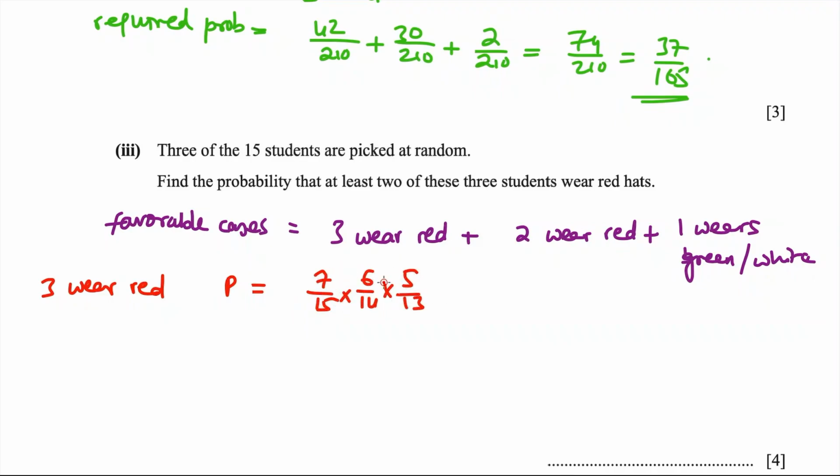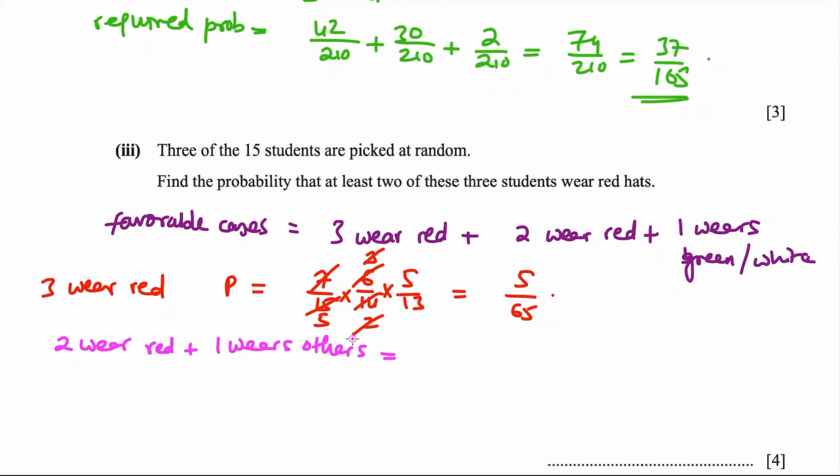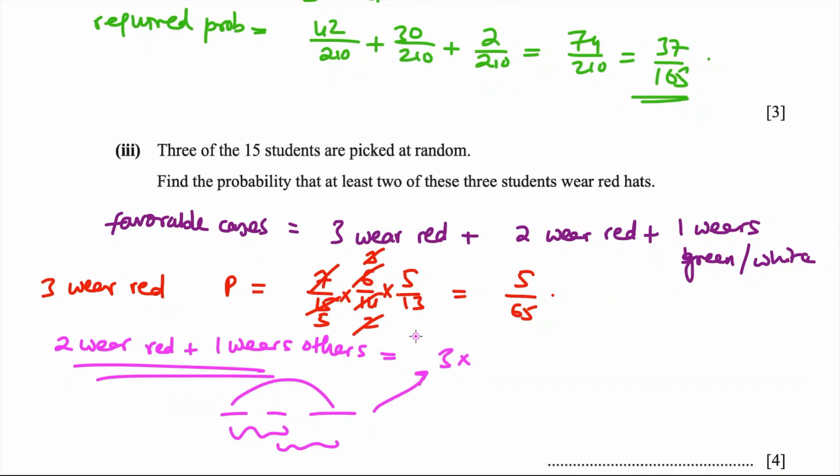And 7 goes in this 2 times, this goes in this 3 times, this goes in this 5 times. So this is 5 by 65. I'm just leaving it like that. Now be very careful here. 2 were red plus 1 wears other. So I can select who wears the other color in 3 ways. So there are 3 places. I will select 2 places. So I can select these 2, I can select these 2, and I can select this and this. So I can select in 3 ways. That is where this 3 is coming from.